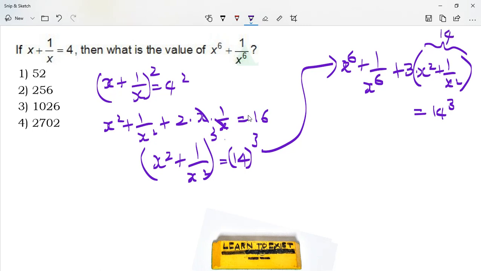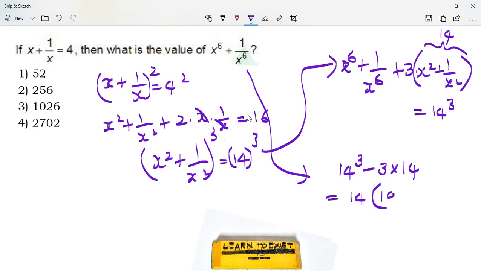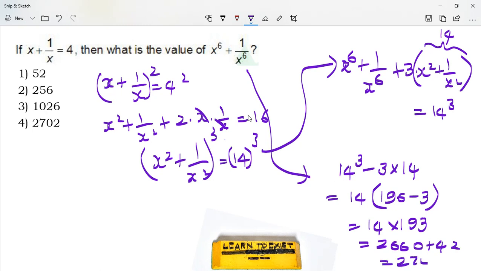This value is 14. So we can say the required value will be 14 cube minus 3 times 14. And we can simplify it by taking a 14 outside, and 196, 14 square minus 3 would be the answer. So 14 into 193. So 14 into 19 will be 2660 plus 3 into 14, 42. The answer would be 2702. Okay, so the option will be this one.